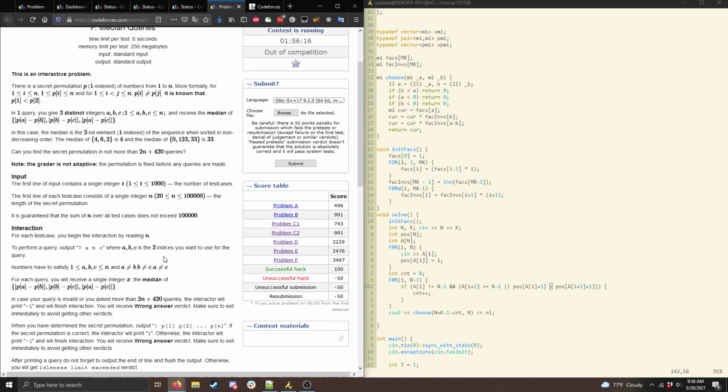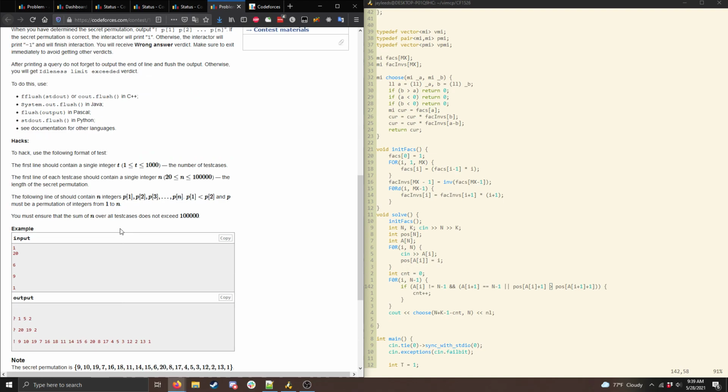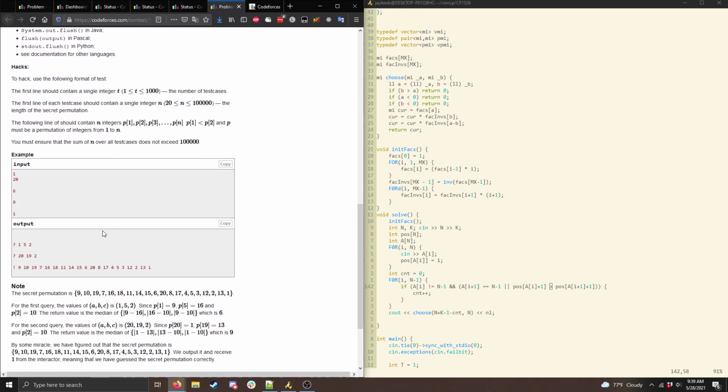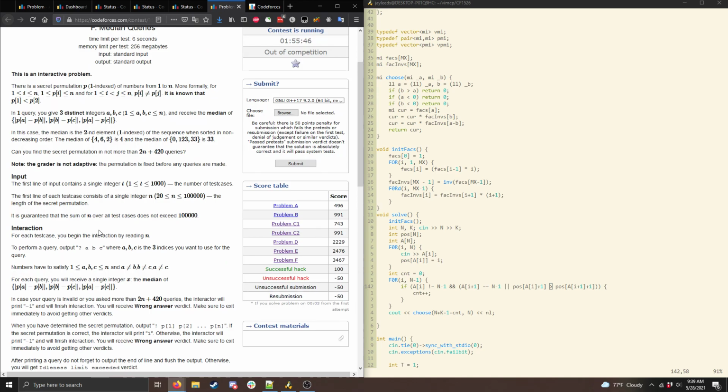I guess it makes sense because it seems like there's not going to be enough information to determine the permutation when you have fewer numbers. Like with n equals 3, there's only one query you can do, and that doesn't help us very much. So it seems like if we can find 1 and 2, then we're done in n more queries.